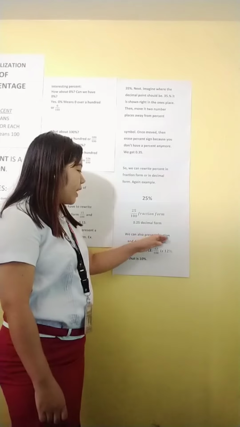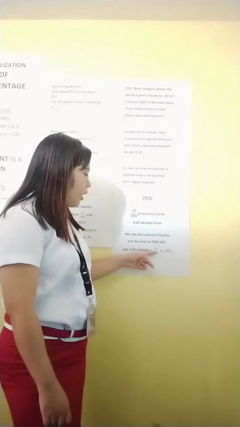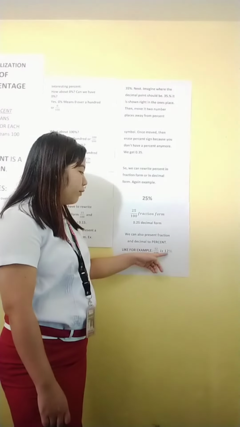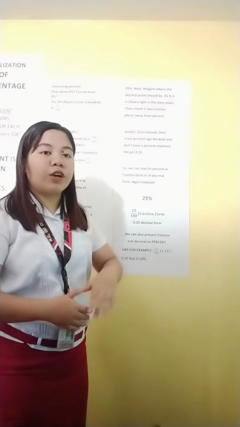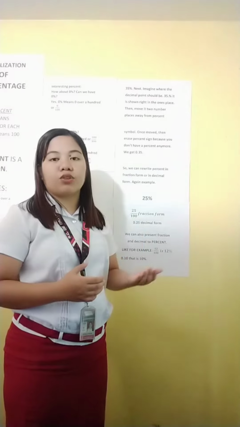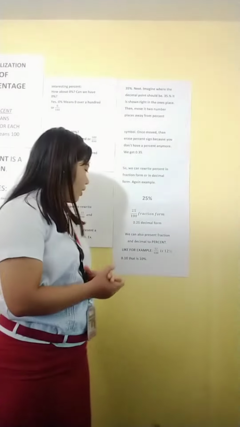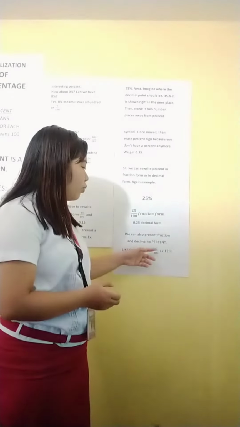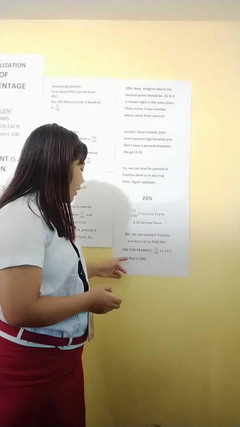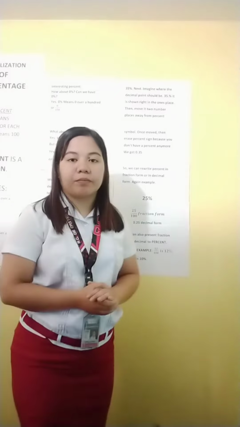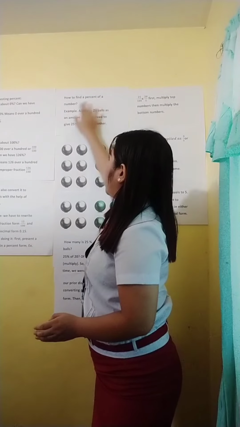We can also present fractions and decimals as percents. For example, 12 over 100 is 12%, and 0.10 is 10%. So in reverse, we can also present a fraction or decimal as a percent. Now let's see how to find a percent of a number.